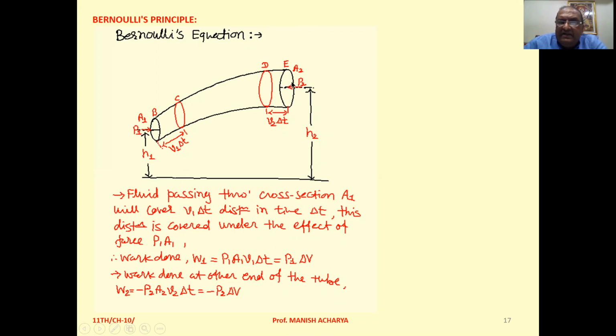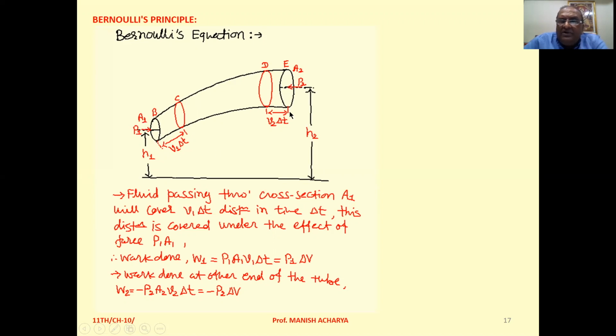varying cross-sectional areas. Left end of the tube, that is at height h1 from the reference surface, and right end of the tube, that is at height h2 from the reference surface. At left end of the tube, the pressure is P1, velocity of the fluid is V1, and the cross-sectional area is A1.